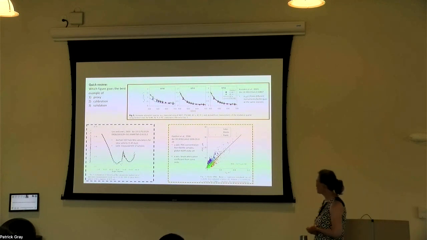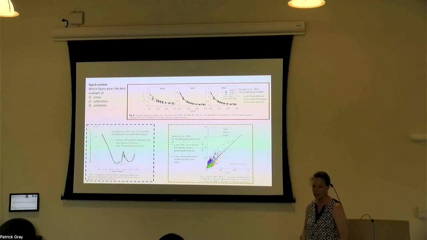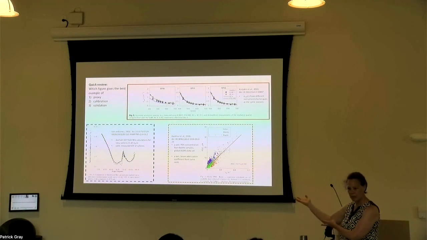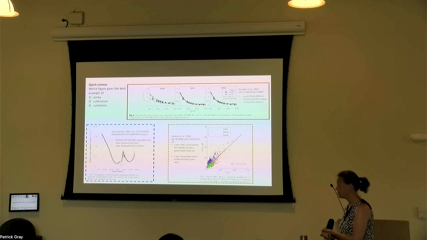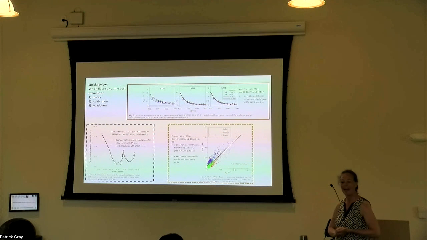So calibration and proxy. Which one is our calibration? The lower left one, the long dash blue line box. Why is that one the calibration? In this case, we're comparing measurement and theoretical calculation. So we've got something that should behave in a known way, and this is how we will calibrate a lot of our instruments.